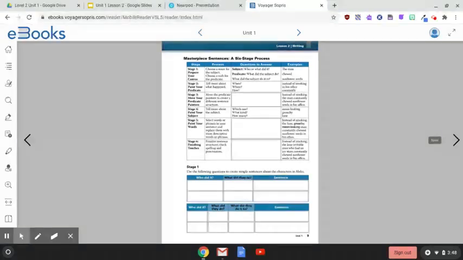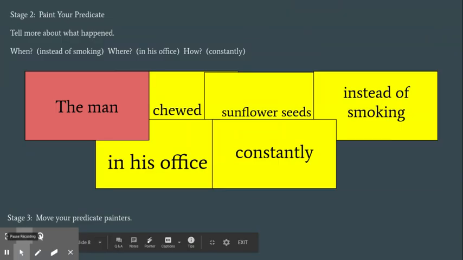Stage 2. Paint your predicate. Tell more about what happened. When? Instead of smoking. Where? In his office. How? Constantly. So we get the man chewed sunflower seeds instead of smoking in his office constantly.